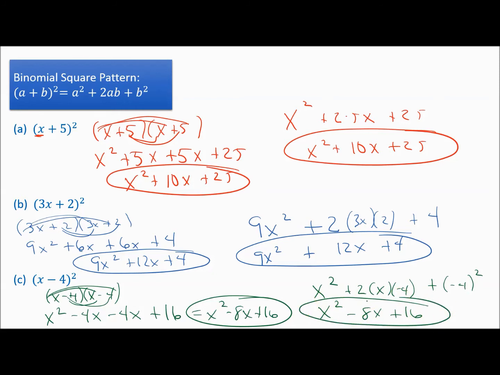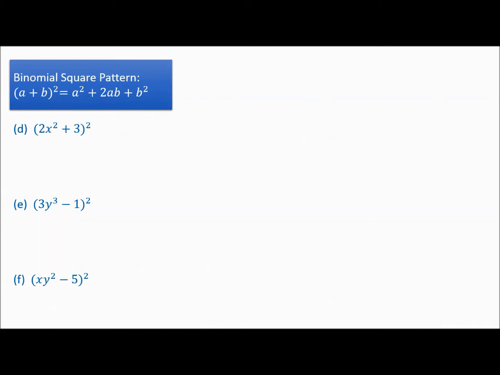So this is entirely up to you which method you use. I really like the method we learned in the last section, just the FOIL method. I think it's easier. So I have 3 more problems here. So if I do 2x squared plus 3 times 2x squared plus 3, 2x squared times 2x squared is 4x to the 4th. 2x squared times 3 is 6x squared plus 6x squared plus 9, which would give me 4x to the 4th plus 12x squared plus 9.